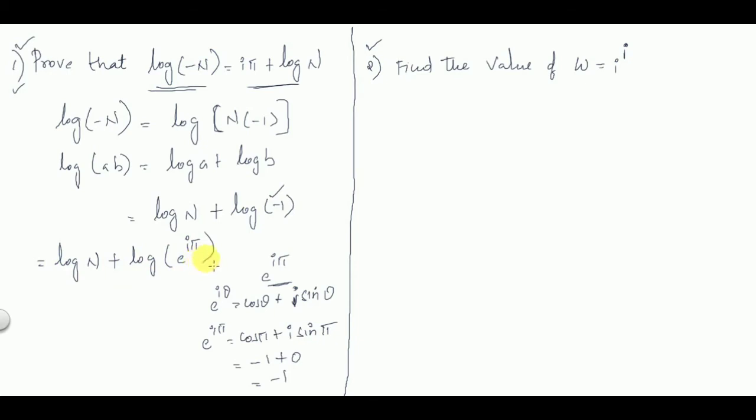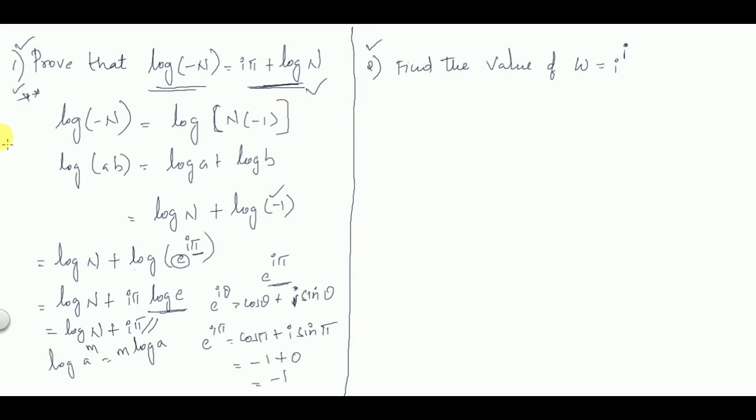Now log of a power m can be written as m log a. So this is a and this is m, it is of the form log a power m, so we can write it as m log a. So log n plus i pi into log e. We know that log e value is 1, so it will be log n plus i pi. So that is what we have to prove. In the GATE question, this will be given as one of the options. Very important question, you have to remember the procedure.